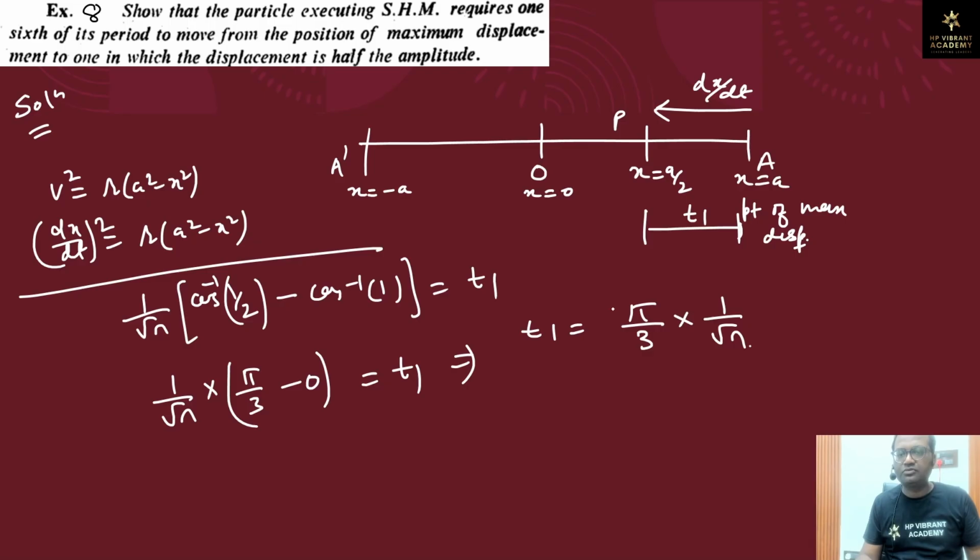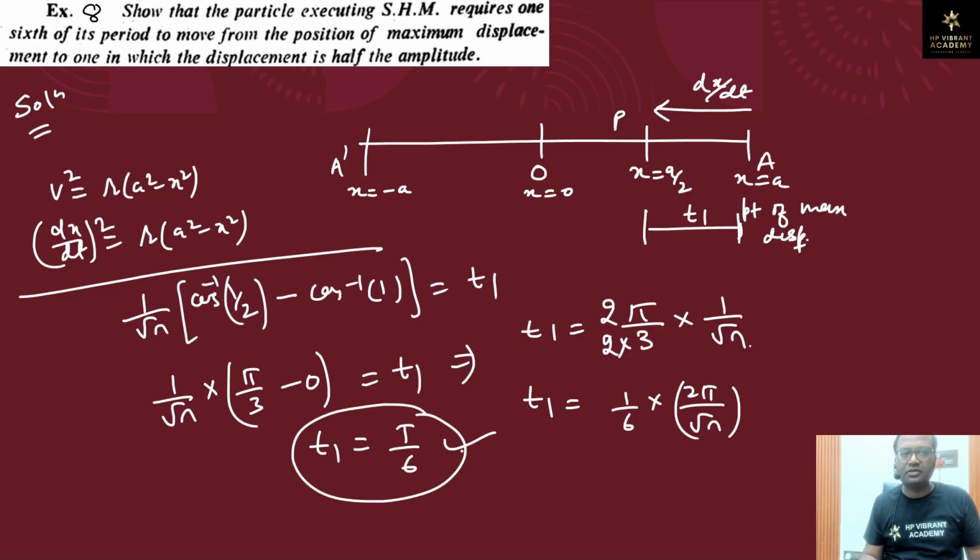Multiply 2 in the numerator and 2 in the denominator. Then we have t1 is equal to 1 by 6 into 2 pi upon root under mu, and 2 pi upon root under mu is the total time period. So t1 is equal to capital T upon 6. This we have to show.